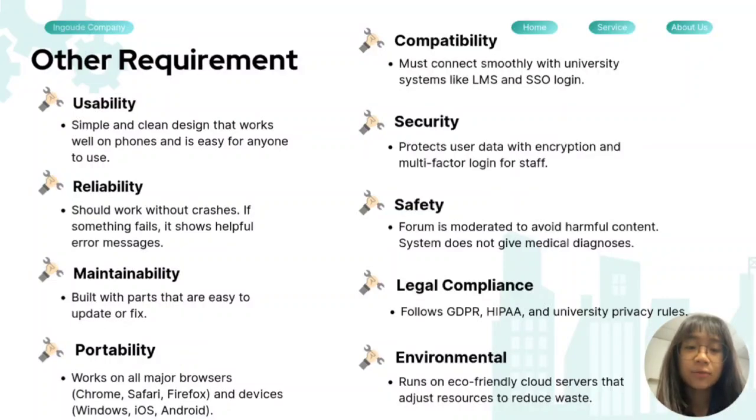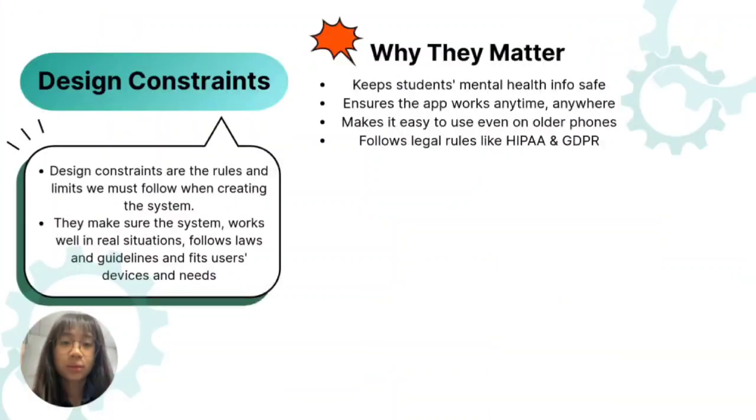The last is environmental responsibility. Since it's cloud-based, it should use green data centers and scale resources efficiently to reduce its environmental footprint. Now I will be talking about design constraints. Design constraints are like rules or boundaries that we must follow when building our system. There are things we cannot ignore, which guide how the system should behave in real life and on different devices and under different conditions.